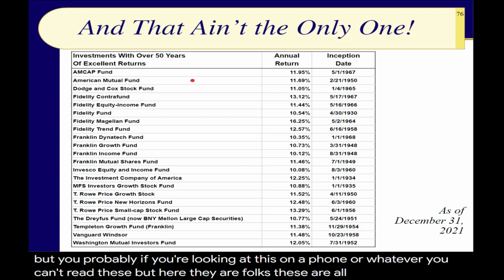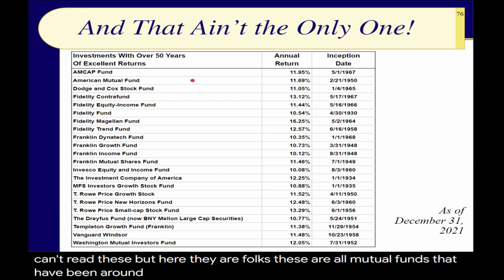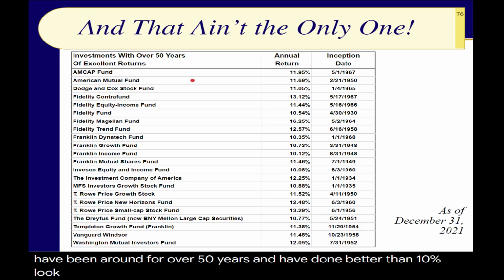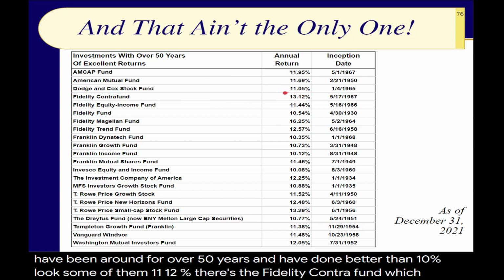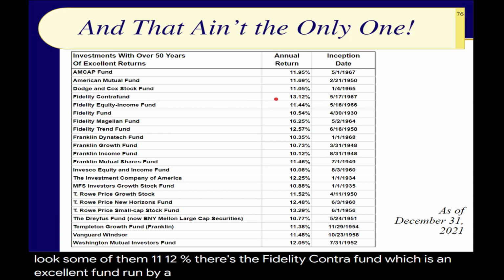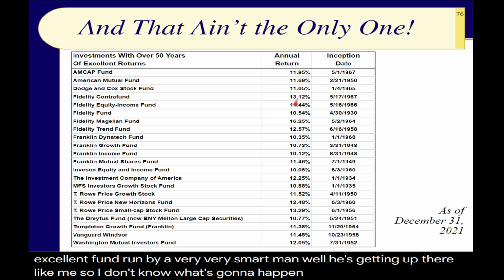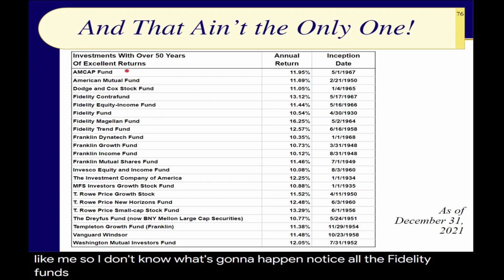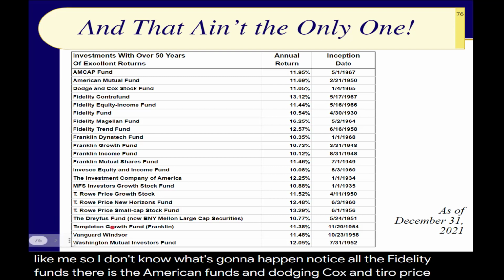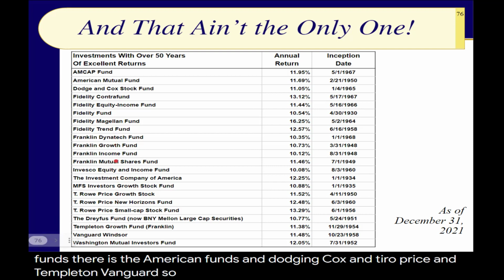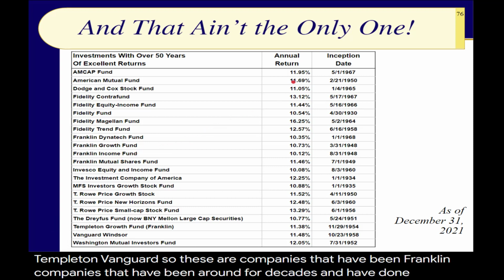These are all mutual funds that have been around for over 50 years and have done better than 10%. Look, some of them 11, 12%. There's the Fidelity Contrafund, which is an excellent fund run by a very, very smart man. But he's getting up there like me, so I don't know what's going to happen. Notice all the Fidelity funds. There's the American funds, and Dodge and Cox, and T. Rowe Price, and Templeton, Vanguard, Franklin. These are companies that have been around for decades and have done well in good times and bad times.